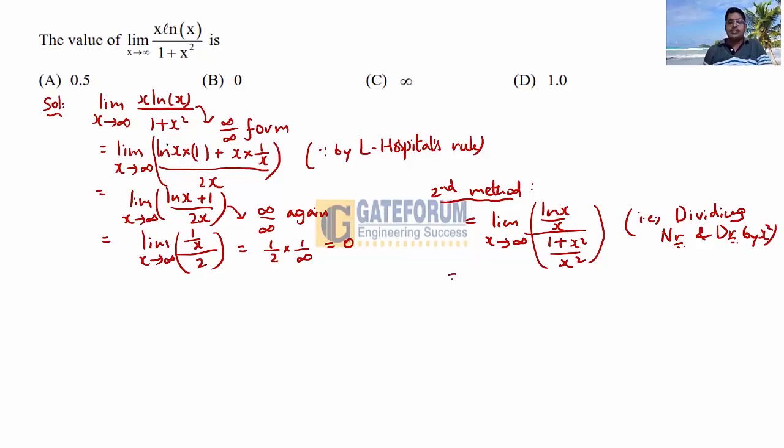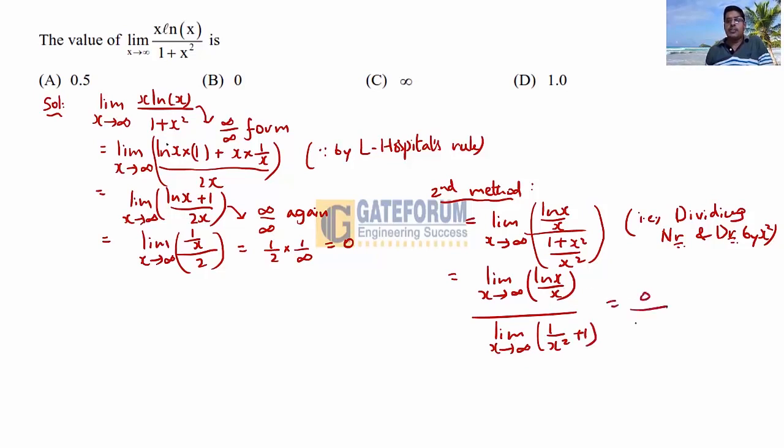You'll be getting this. So this is limit x tends to infinity log x by x divided by limit, that is limit f of x by g of x can be written as limit of f of x by limit g of x. 1 plus x square by x square can be written as 1 by x square plus 1. Now this is a standard limit, that is 0 divided by here 1 by infinity 0 plus 1. This is 0, since limit x tends to infinity, log x by x is equal to 0. Standard limit.